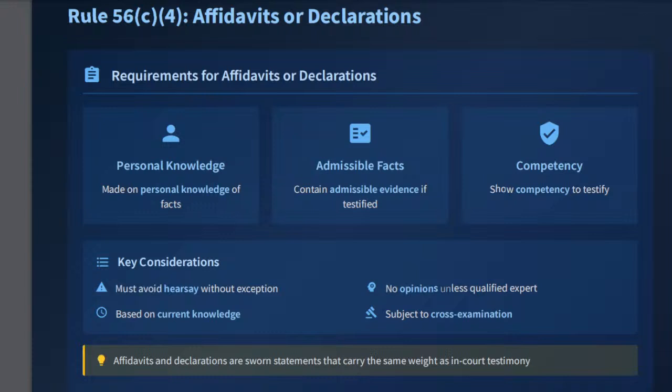No opinions, unless from a qualified expert. Again, that can be challenged. Based on current knowledge, to the timeliness of those declarations or affidavits, and it's always going to be subject to cross-examination. Affidavits and declarations are sworn statements that carry the same weight as in-court testimony. So they can be cross-examined based on current knowledge and avoiding hearsay. Same as in-court testimony. And sworn or affirmed, I should probably say here, because it would carry the same weight.